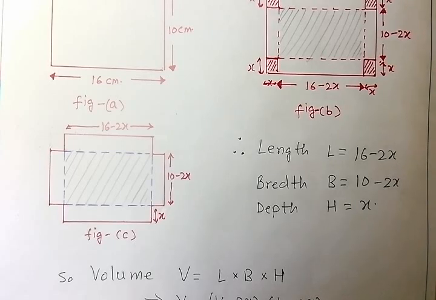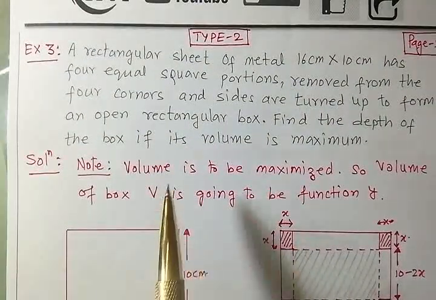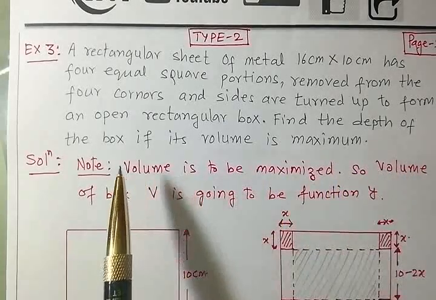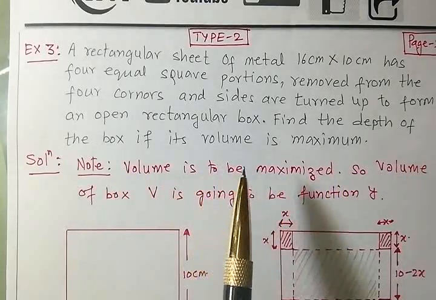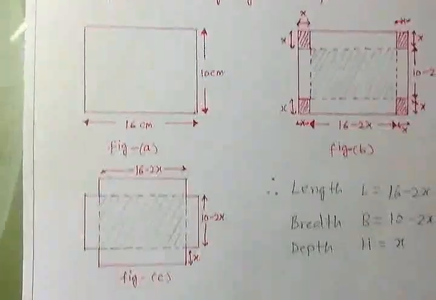Okay, how do we know whether we have to find out the volume? I told you in the beginning that we have to focus on the physical entity which is to be maximized or minimized. I'll show you the problem again. We have to find the depth of the box if its volume is maximum. So volume is to be maximized. Volume is going to be the function y.